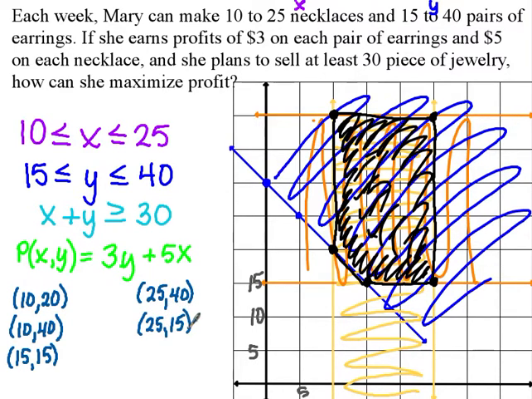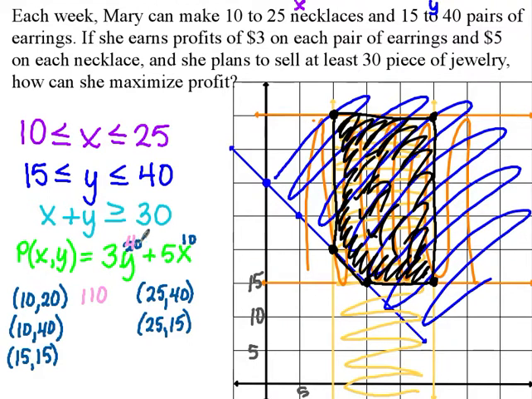Now, real quick, it says that she earns a profit of $3 on each pair of earrings, so that's why it's 3y. $5 on each necklace is 5x. So I need to plug each of those in. So first of all, let's start real quick. If I plug 10 in for x and 20 in for y, what do you get? 110. So now let's plug in 10 and 40.